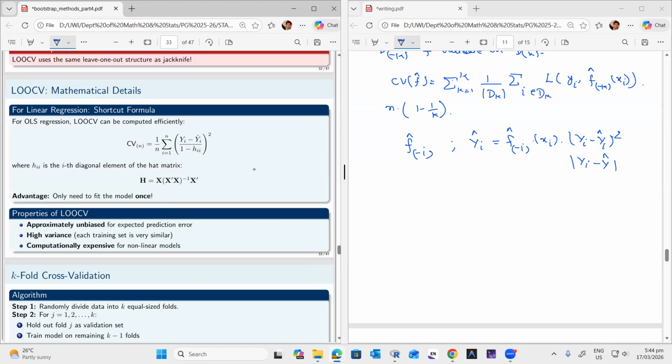Okay, shortcut computational formula. Normally LOOCV would require fitting n separate regression models, each on n minus 1 observations. But for linear regression, the leave-one-out residual for observation i can be expressed in terms of the full data residual y_i minus y_i cap, and the leverage h_ii, without needing to refit. So this is a consequence of the Sherman-Morrison-Woodbury formula.